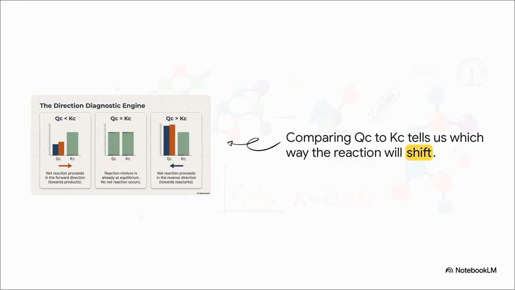It's super straightforward. If our snapshot, Qc, is smaller than our destination, Kc, well, that just means we don't have enough products yet. The reaction has to move forward to make more. Now, if Qc is larger than Kc, we've overshot the mark. We have too many products, and the reaction will actually shift in reverse to fix it. And if Qc happens to equal Kc, perfect, we're already there. We're at equilibrium and nothing's going to change.